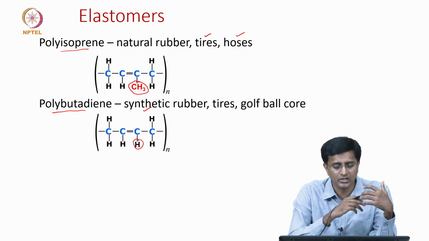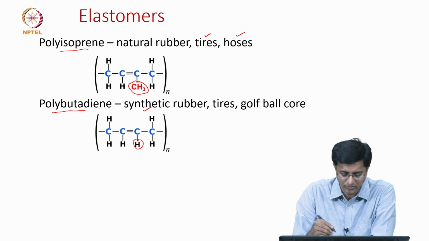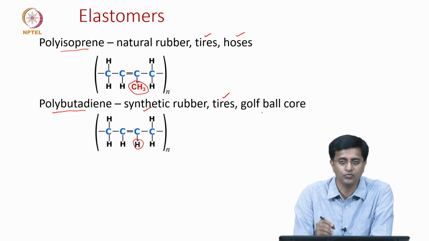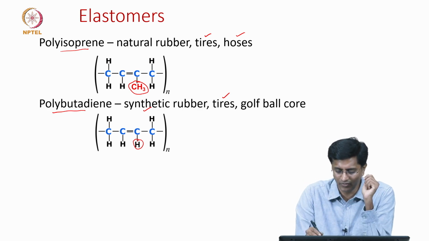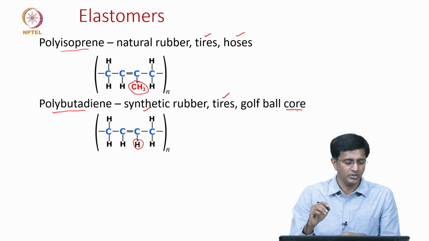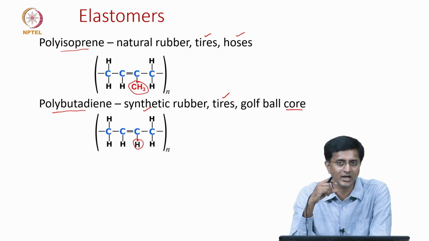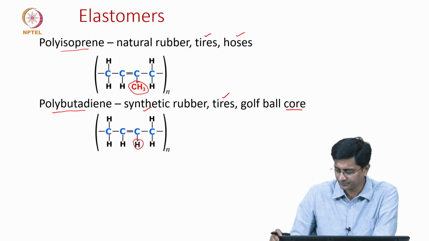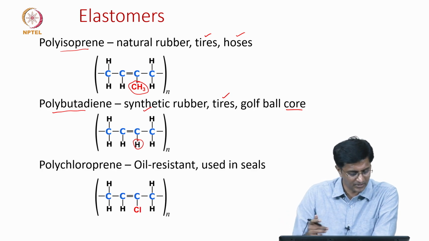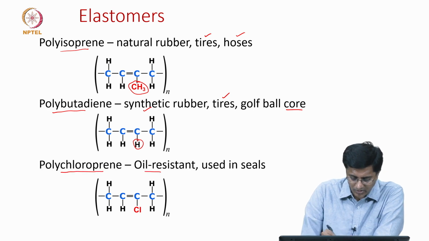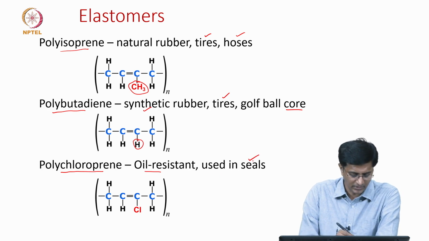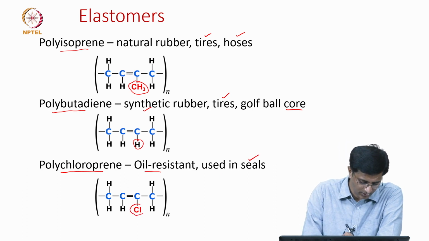So, synthetic rubber is the one which is used in most of the tires we see around and they are also used in golf balls. The golf balls are usually made up of a harder shell, but inside the shell you have a core which is made up of this polybutadiene. The reason why they are used is because they are highly resilient. They deform a lot and come back to the original shape. Another example is this polychloroprene, which is oil resistant, and because it is oil resistant it is used in the seals. Again, if you look at the chemistry, this hydrogen here is replaced with chlorine.